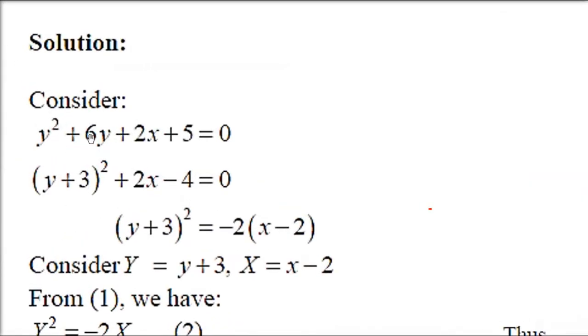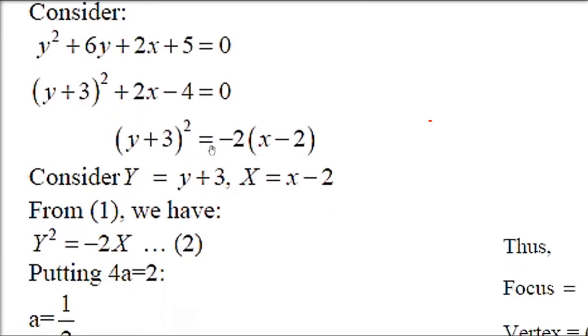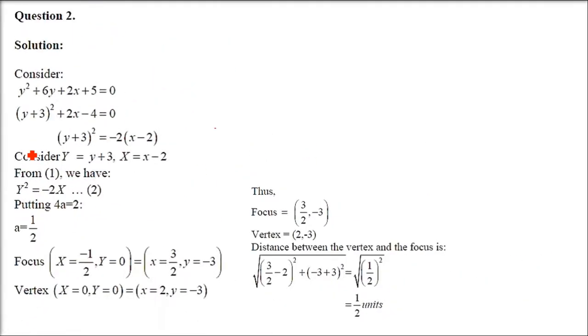So here see this 6, coefficient of y divided by 2, it will be 3. Now square it, 9. So add 9 and subtract 9. So y square plus 6y plus 9 will be y plus 3 whole square. When you subtract, that is minus 9. So 5 minus 9 is minus 4. So you have 2x minus 4, take it on the right hand side. Now take minus 2 common.